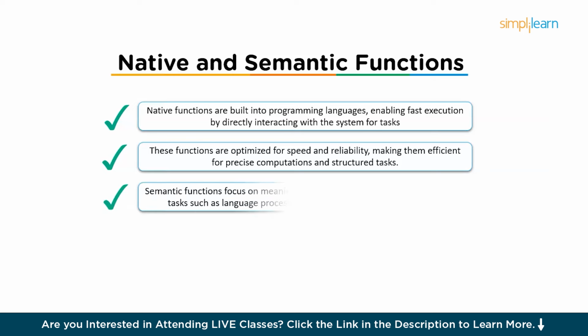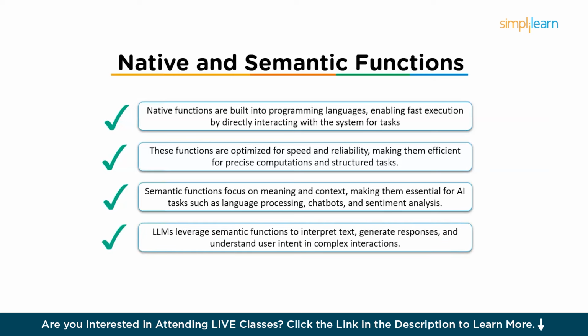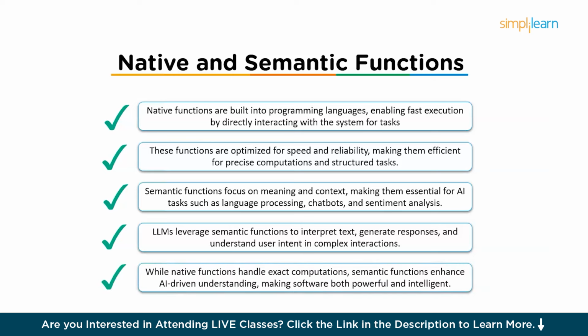On the other hand, semantic functions focus on understanding meaning and context, making them useful for AI tasks like language processing and decision making. For example, chatbots and sentiment analysis. Large language models, the LLMs, rely on semantic functions to process text, generate responses, and understand user intent. While native functions handle precise computations, semantic functions and LLMs help interpret complex human-like input. Together, they make software both powerful and intelligent.